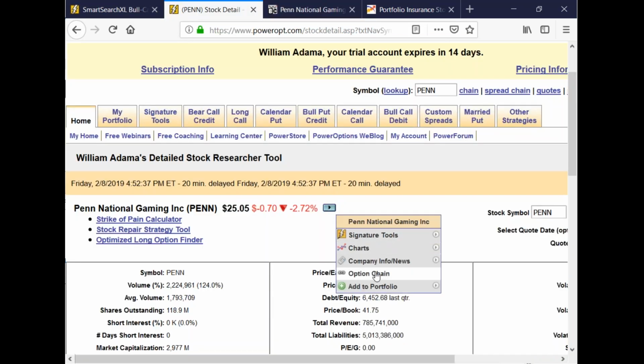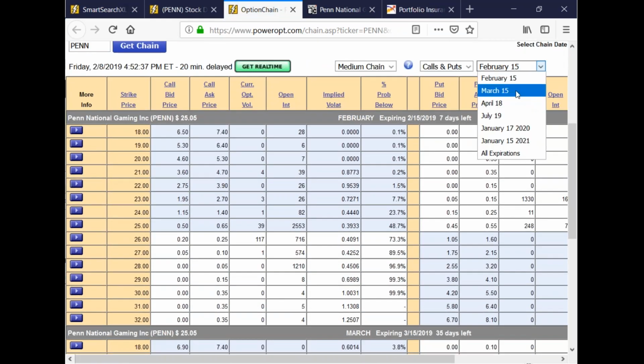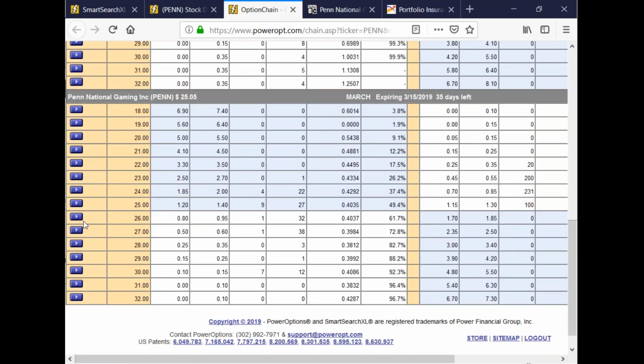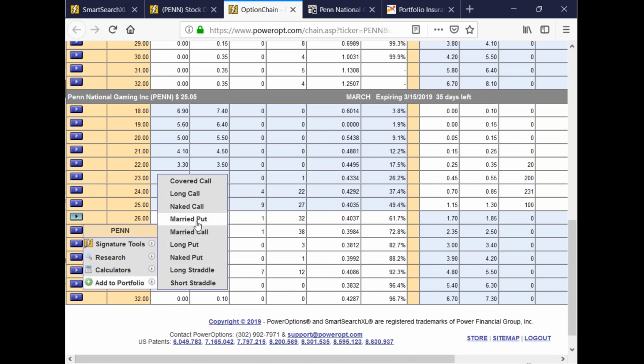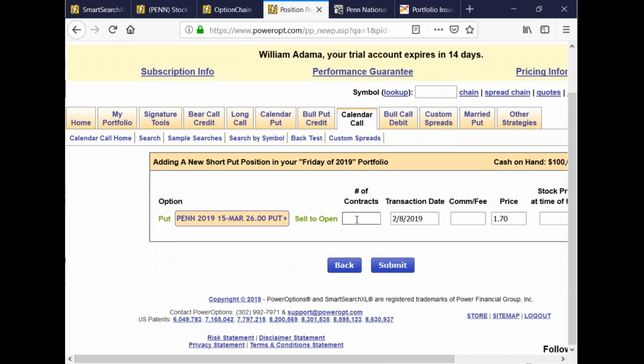is let's just go to the option chain. And let's go out a couple weeks. Oh, this is just all standard. So we'll stick with February 15th. Why not? I'm going to take the 26 put and I'm going to add it to the portfolio as a naked put position. New portfolio, let's just call it, you know what? We'll call it Friday of 2019. Okay, so this is going to be our Friday portfolio.